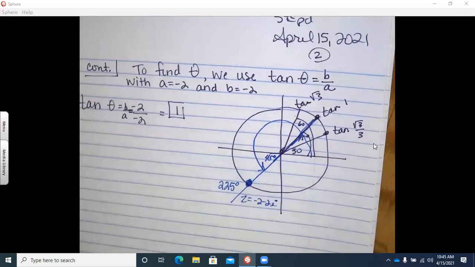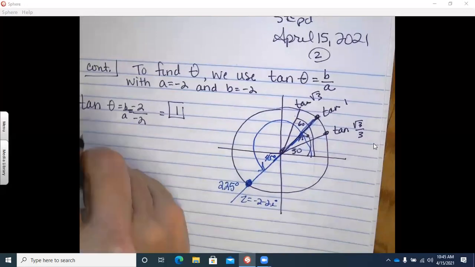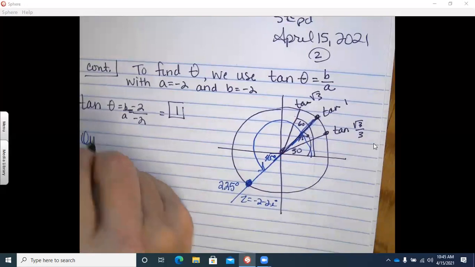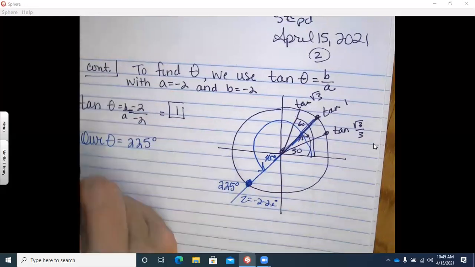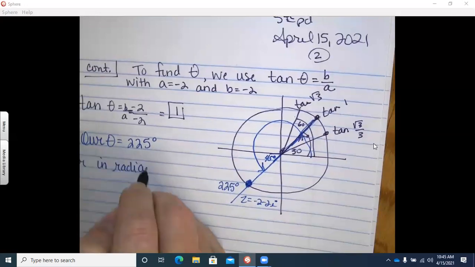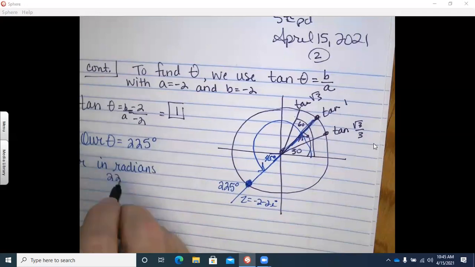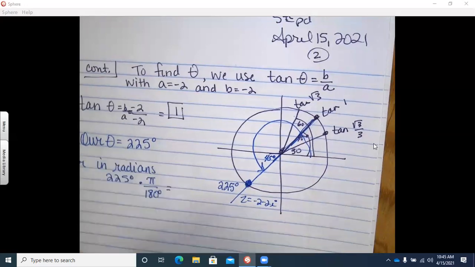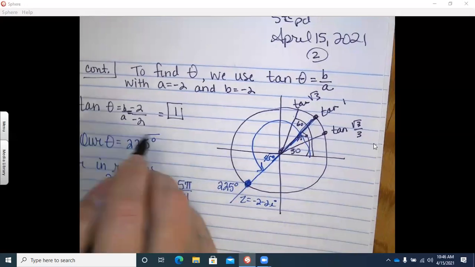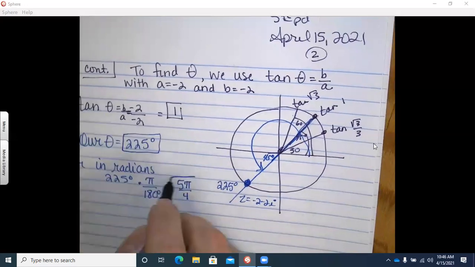Okay, so our theta is 225 degrees. Or in radians, we would do 225 degrees times pi over 180 degrees, which would reduce to 5 pi over 4. So if we want it in degrees, 225; if we want it in radians, 5/4 pi.